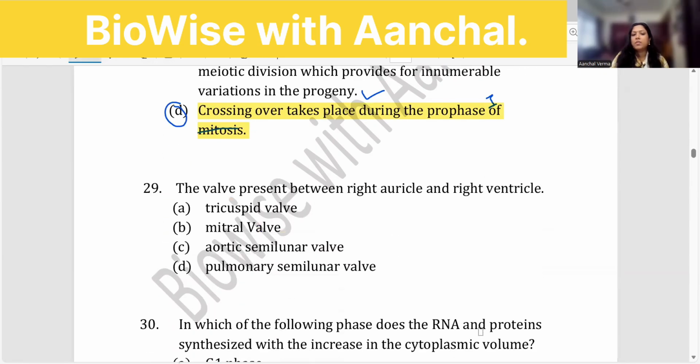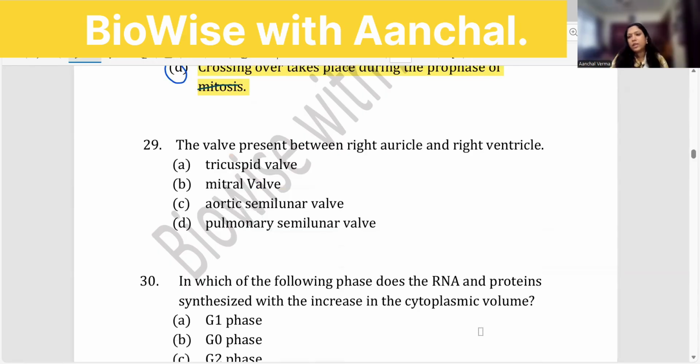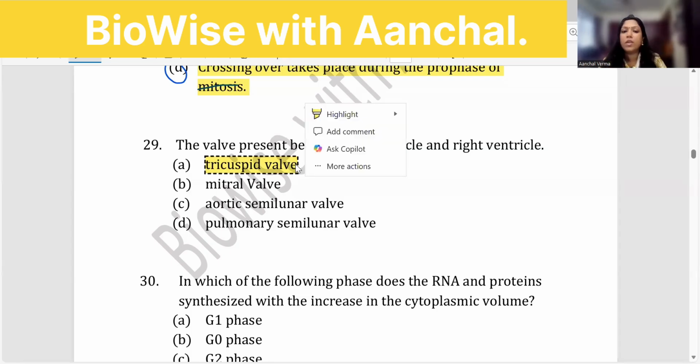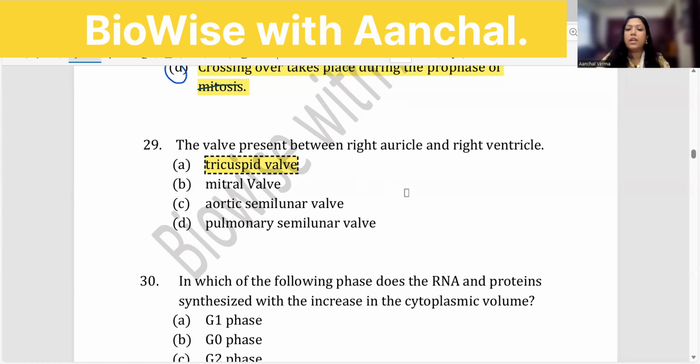The valve present between the right auricle and the right ventricle. Which is the valve present between the right auricle and the right ventricle? It is the tricuspid valve. Mitral valve is bicuspid, present between the left auricle and left ventricle. Aortic semilunar valve is between the aorta and the left ventricle. Pulmonary semilunar valve is between the right ventricle and the pulmonary artery.